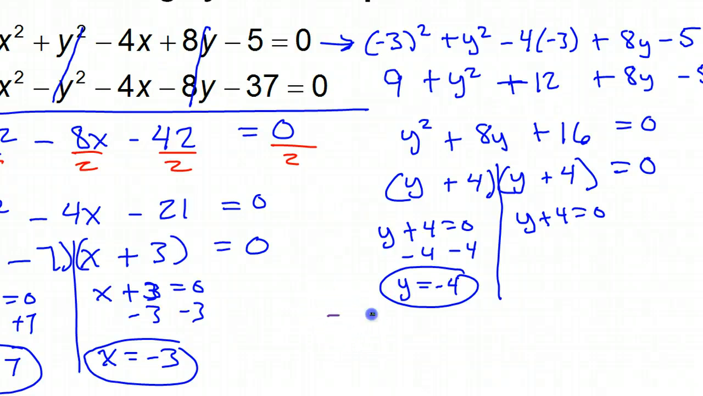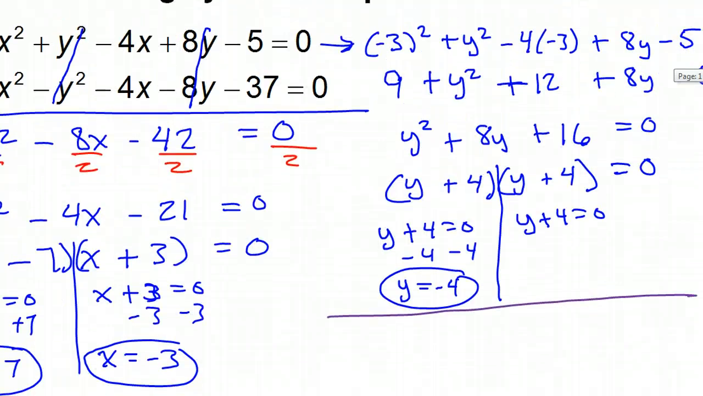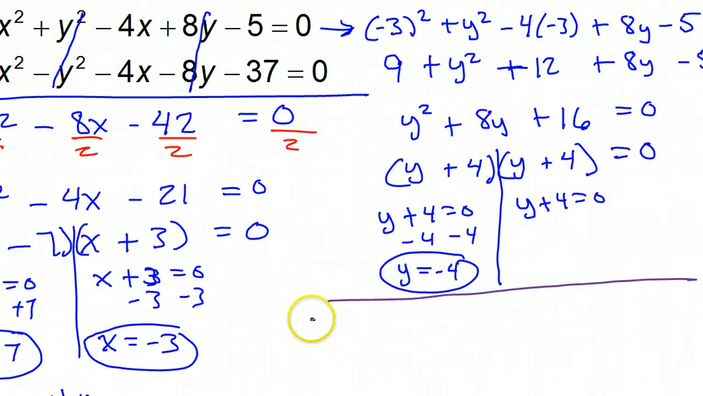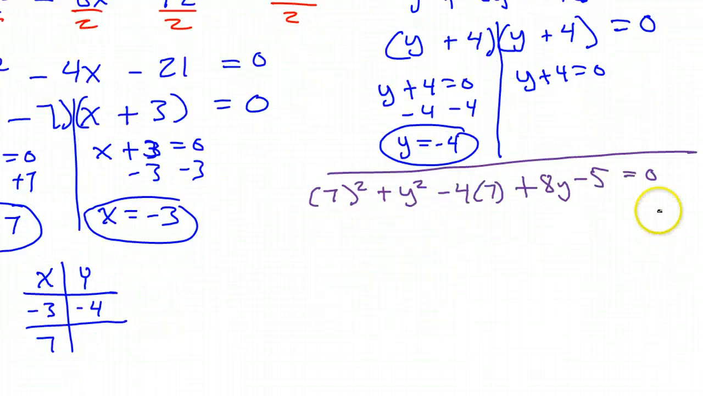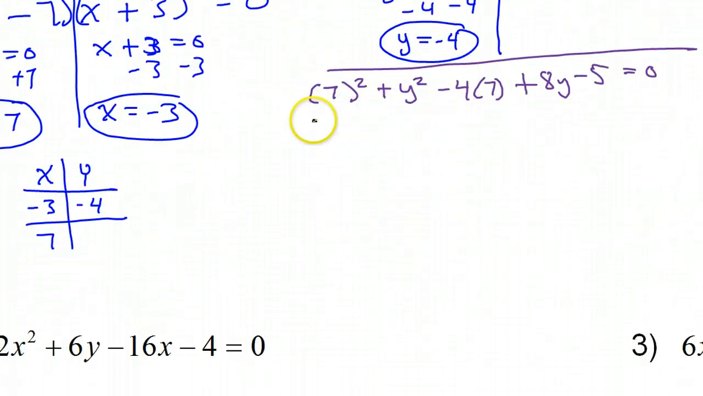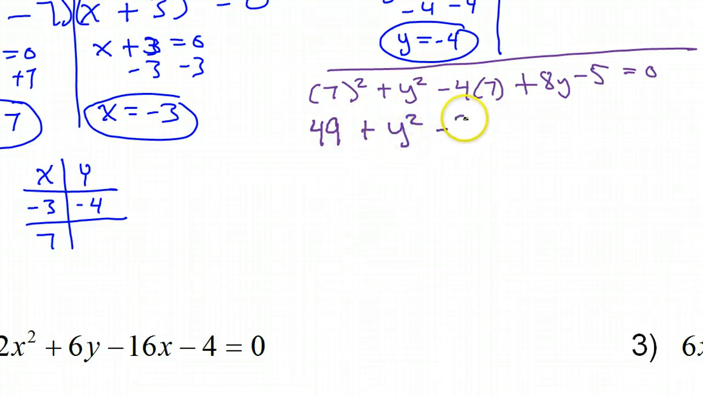So now I'm doing the same thing with positive 7. Okay, so I'm going to have 7 squared plus y squared minus 4 times 7 plus 8y minus 5 equals 0. So I just have to solve this out. So this is going to be 49 plus y squared minus 28 plus 8y minus 5 equals 0.